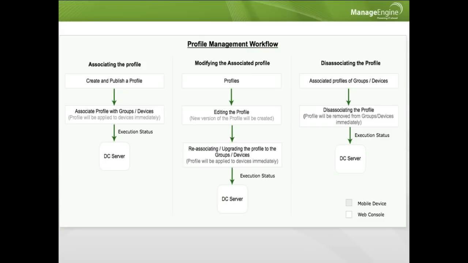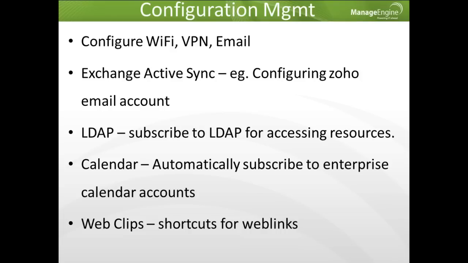Now this is how the workflow goes. You will add the devices, then create the profiles. In the profiles, you add the configurations, the restrictions. After configuring the profile, you will associate it with the device or a group of devices. Whatever modification or settings you have done will be applied on the devices. When you disassociate, whatever was done on the mobile device according to the profile is automatically removed.